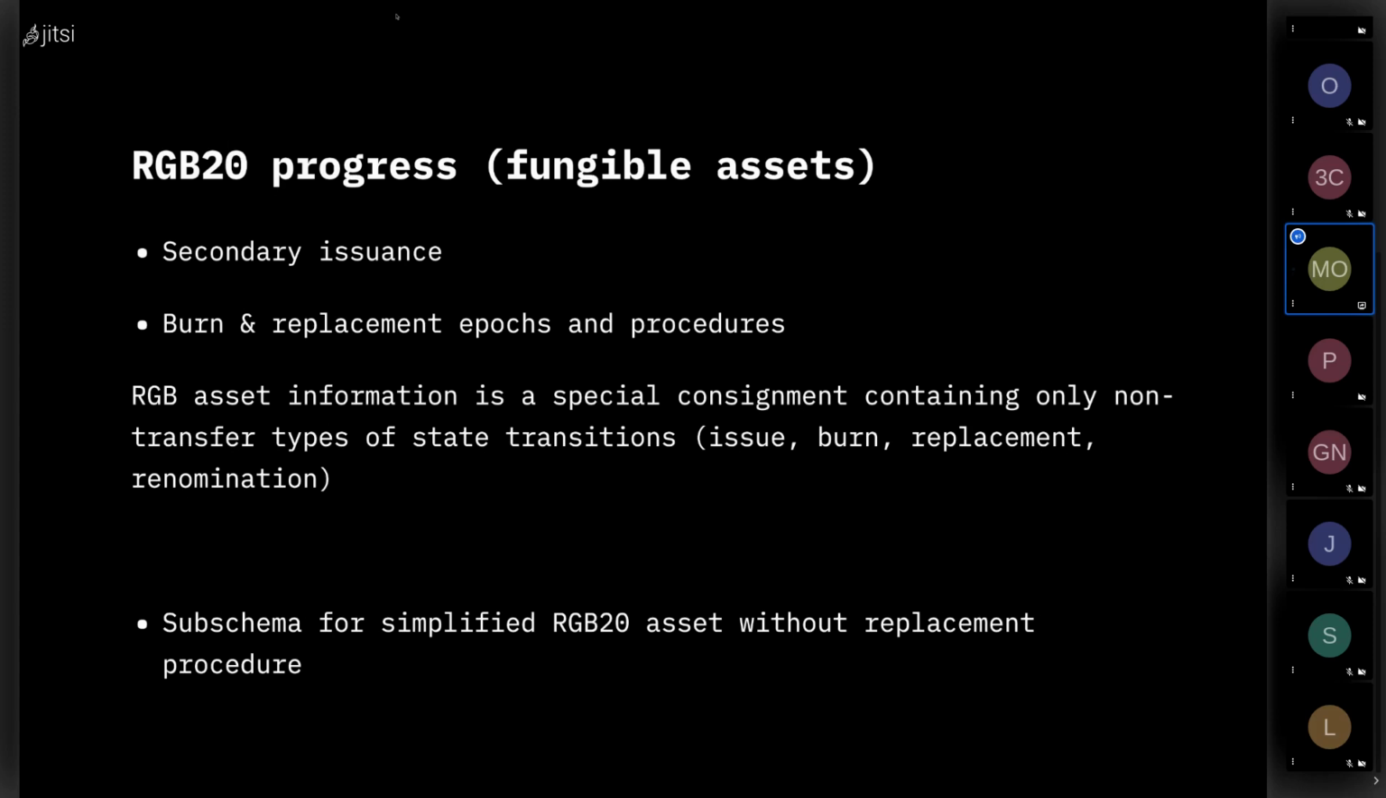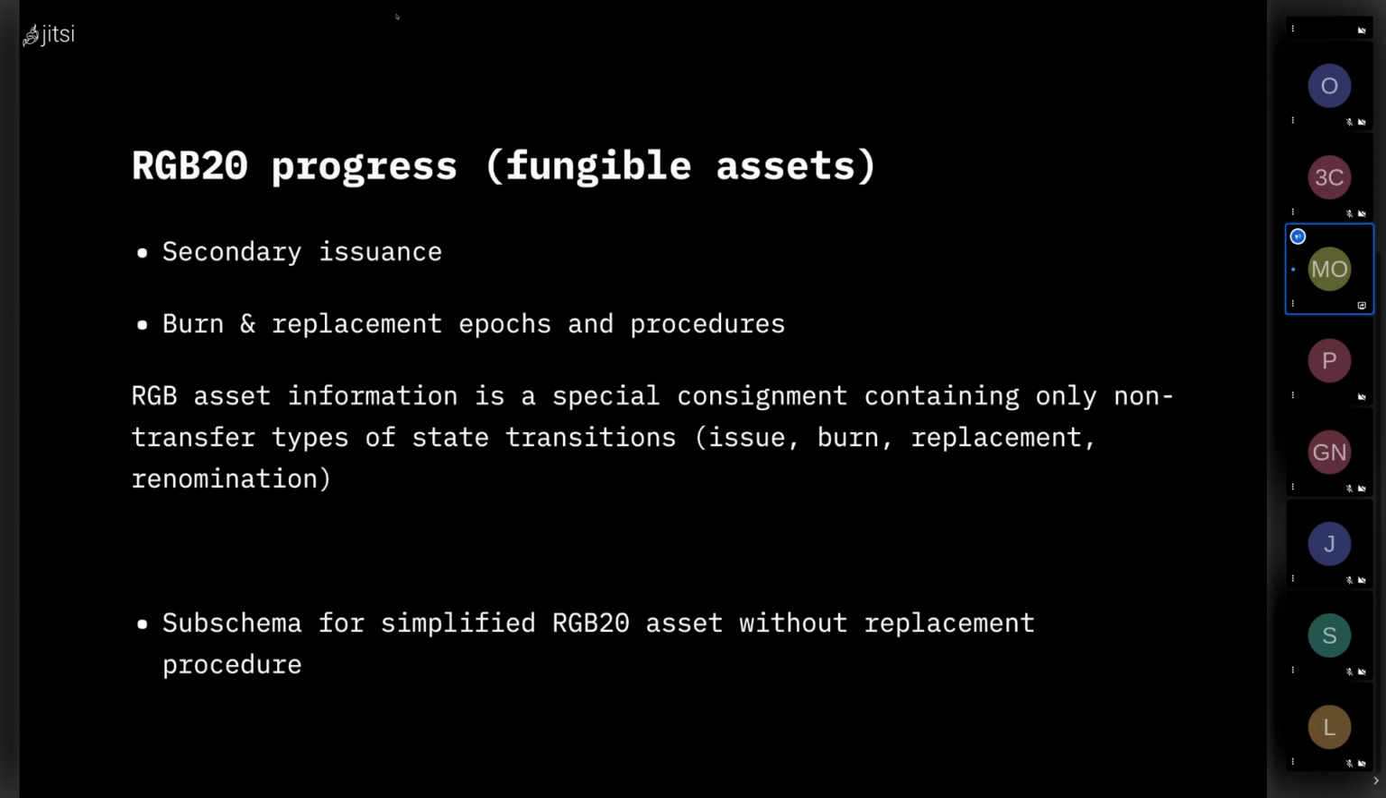So finally, we did that part of the story. So now with the new version of the RGB core library, which will be 0.5, together with all the advancements I will be talking about today and I already described, this removal of the bulletproof commitments will also come into play.